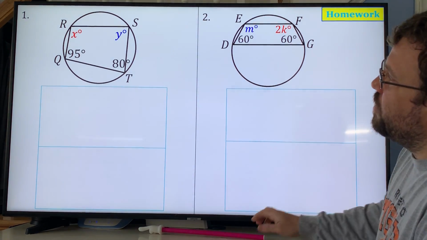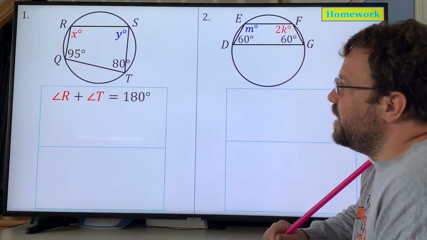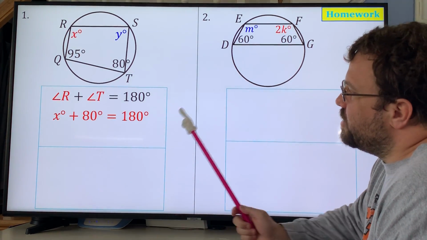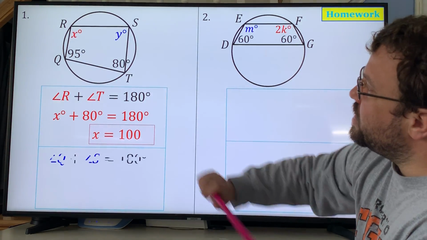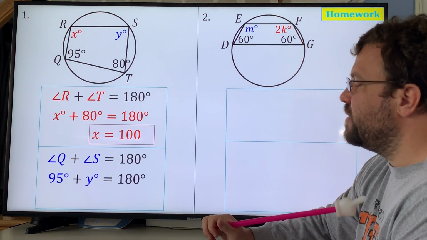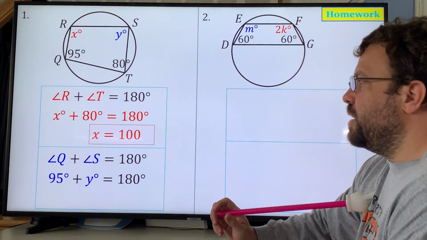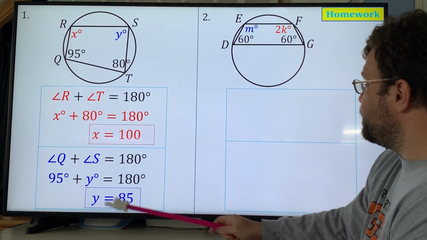All right, what do we know about opposite angles? They are supplementary. They add up to 180. So x plus 80 equals 180. Subtract 80 from both sides, and x equals 100. Y plus angle S and Q are equal, so y plus 95 equals 180. Y equals 85.